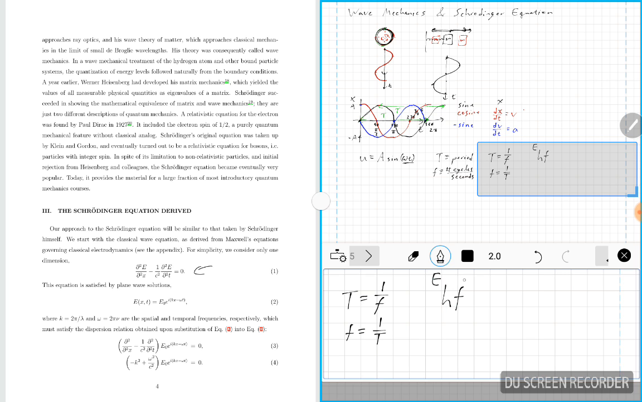So energy of a photon is h times f, or we could write that as h bar omega. I know that h bar is smaller than h, and I know they're different by a factor of 2 pi. So h bar equals h divided by 2 pi.